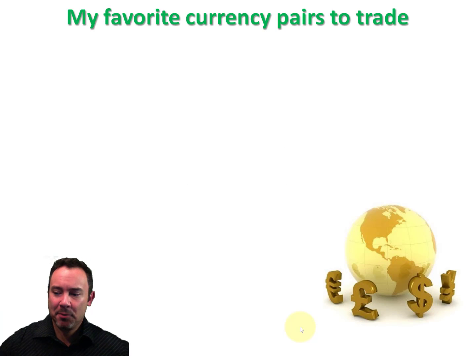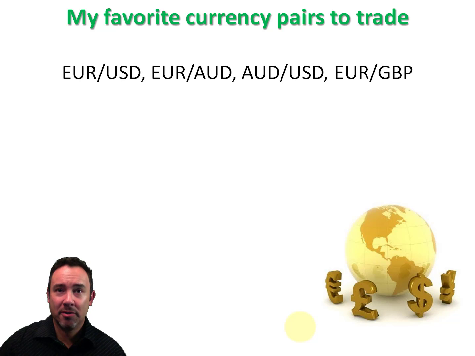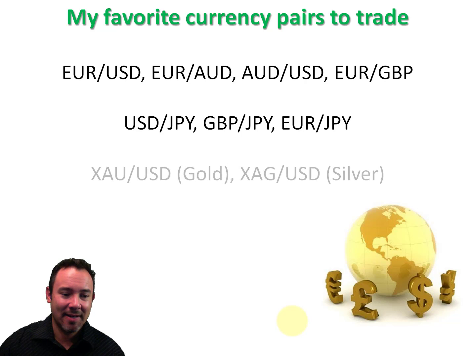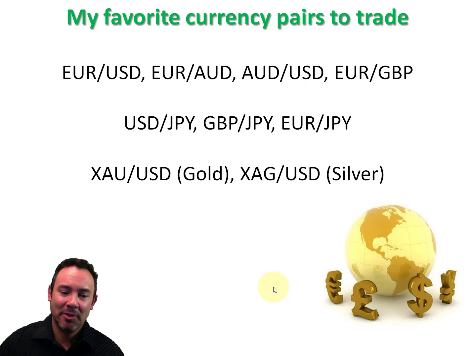So I want to close up this presentation by just showing you a few little tips here. My favorite currency pairs to trade. I really like trading the Euro USD, the Euro Aussie, the Aussie dollar, the Euro pound. I also really like dollar yen, pound yen, euro yen. Who doesn't like those, right? And I also trade gold and a little bit of silver.